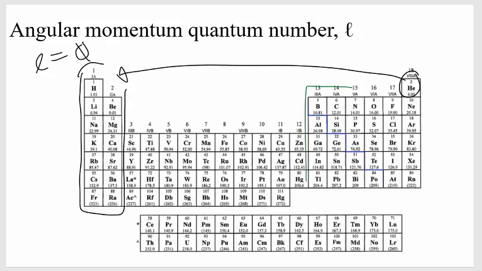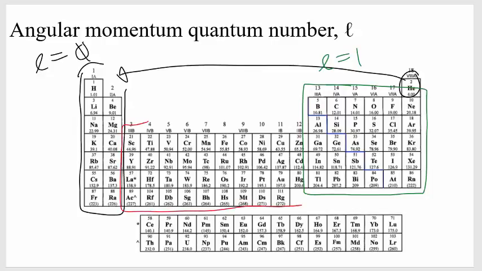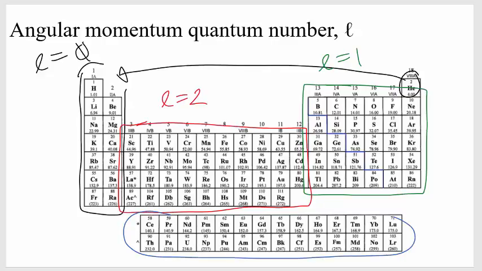Then for the rest of the main group elements, right here, they all again have the same L value, which is 1. The transition metals all have the same L value, which is 2. And then the inner transition metals have an L value of 3.